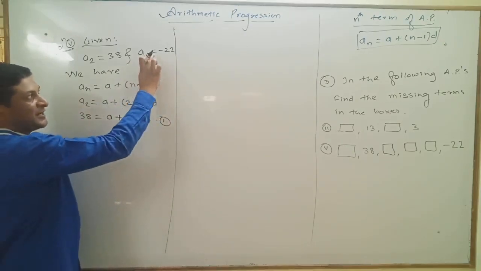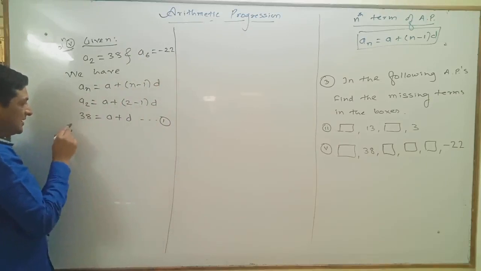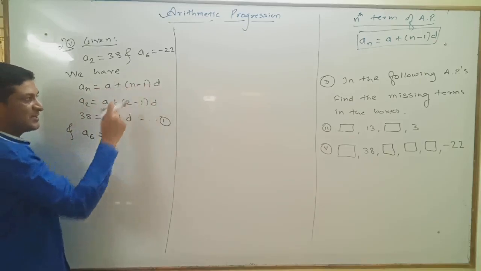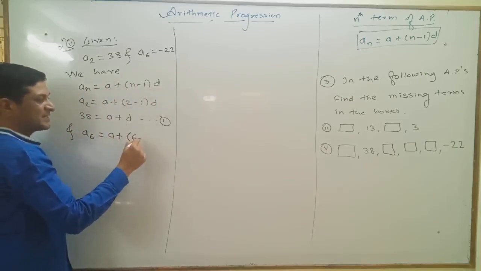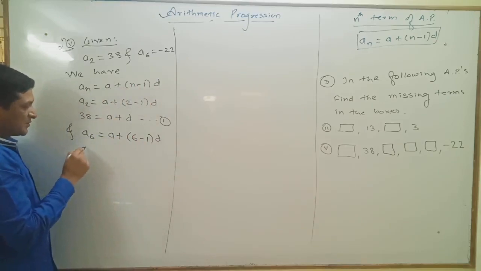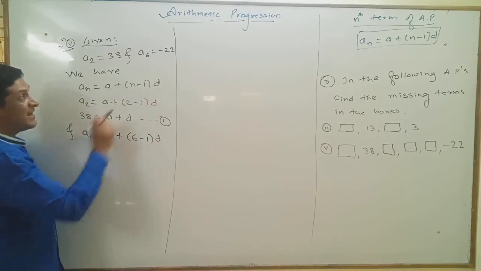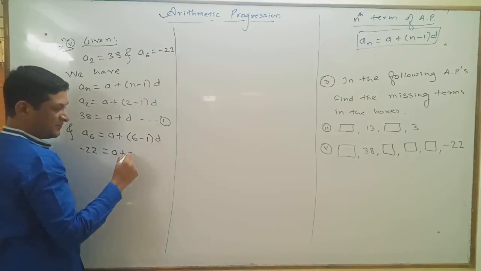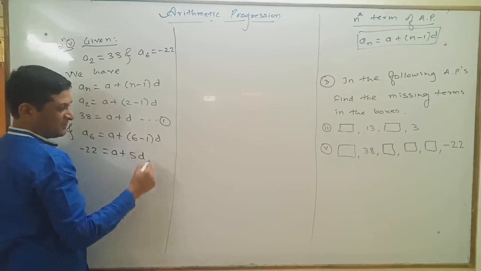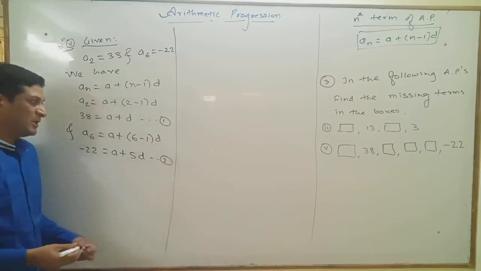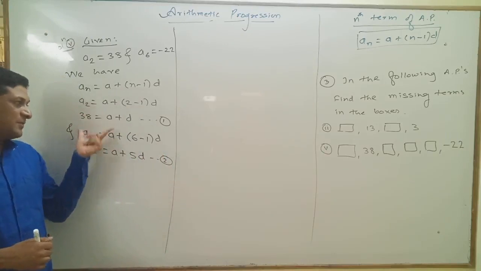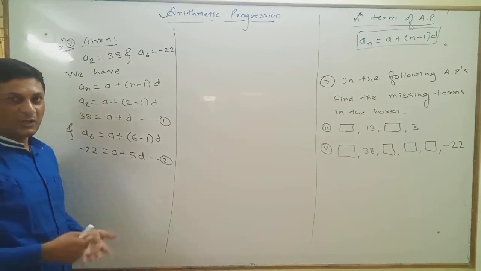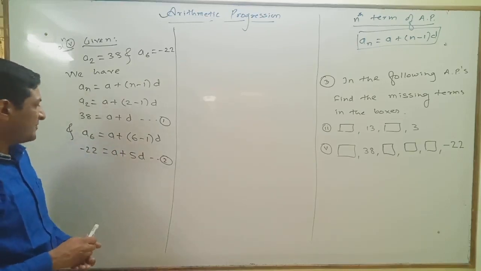Now we are trying to find the second equation using the second condition, A6 is equal to, now in this formula we have replaced n by 6, so on this side also replace n by 6, A plus (6 minus 1) into D. So A6 replace it by its given value, minus 22 is equal to A plus 6 minus 1 will be 5 into D, 5D, denoted by equation number 2. So here also we have got two equations in terms of A and D.